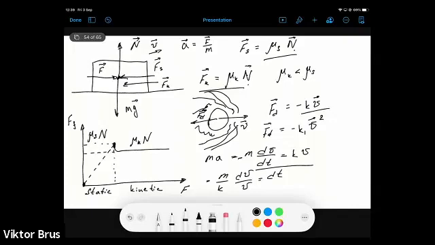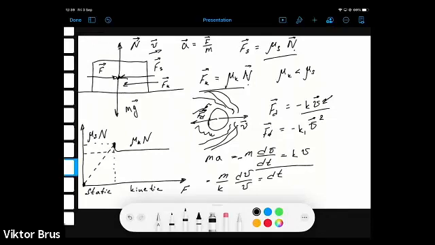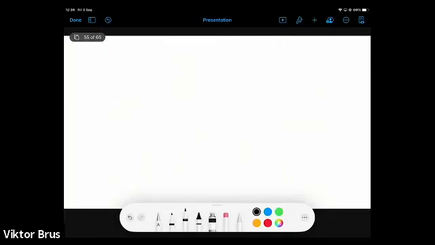And then you can proceed further with the derivation for velocity as a function of time. And once you have velocity as a function of time, you can substitute it in this equation and get drag force as a function of time. So this is the approach you need to follow. So let us go further.